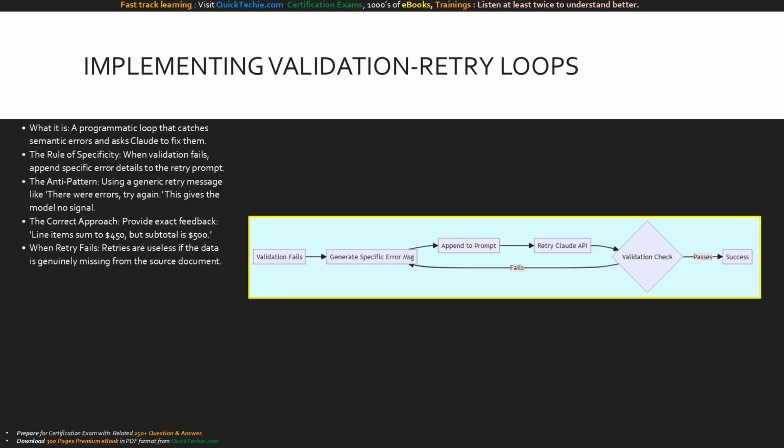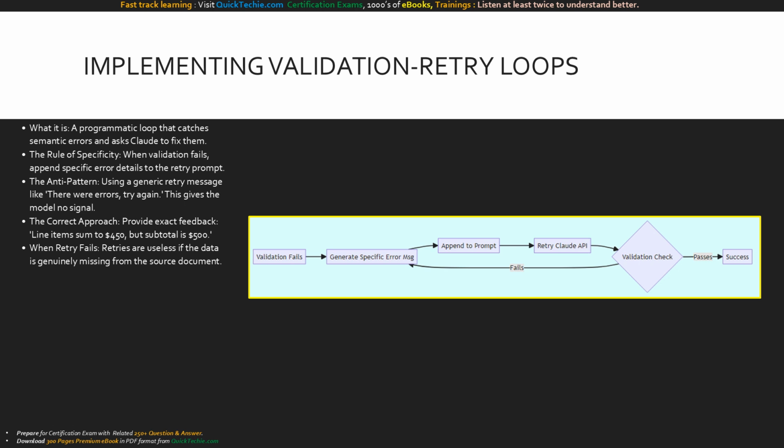When your semantic validation catches an error, what do you do? You implement a validation retry loop. You send the document back to Claude, along with its failed extraction, and ask it to try again. But here's the secret, you must be specific. If you just say, "there was an error, try again," Claude has no idea what to fix. You must provide targeted feedback like, "your line items summed to $450, but the subtotal field says $500. Fix the discrepancy." This explicit feedback guides Claude to self-correct. However, recognize the limits of retries. If the data simply isn't in the document, no amount of retrying will magically find it.